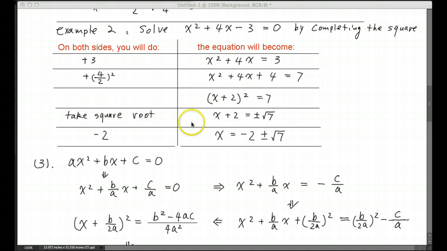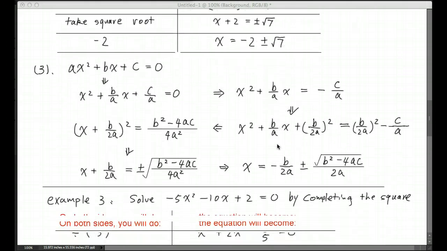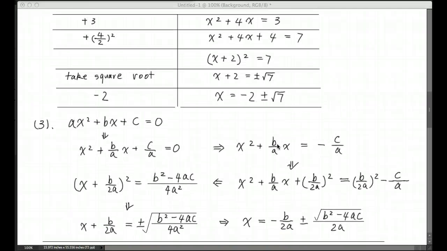And take the square root on both sides. So you get x plus 2 equals plus or minus the square root of 7. And then minus 2 on both sides, you get this. So those should be the 2 roots of this equation. Finally, we get the third case when we have a, b, c all there. So the a is not equal to 1 anymore. But as a first step, we try to make the coefficient before x squared equal to 1.